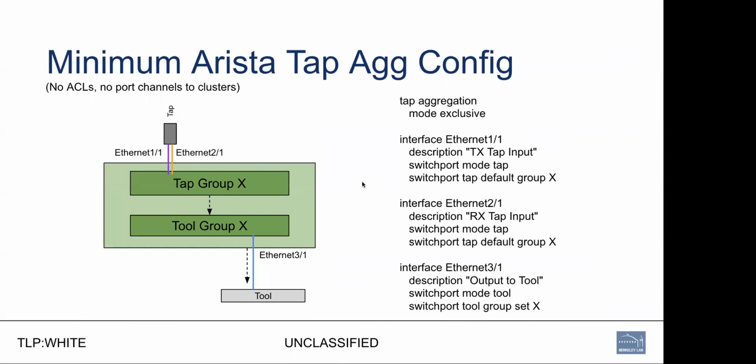So I mentioned we like the Arista because the configuration is very easy. So I figured I'd just show a simple example of what the Arista tap ag config looks like. Basically, you just have to put it into aggregation mode and then configure the interfaces as input or output. And that's by this switchport mode tap or switchport mode tool configuration line. And then you put them in a group, and that group basically maps the input to the output interfaces.